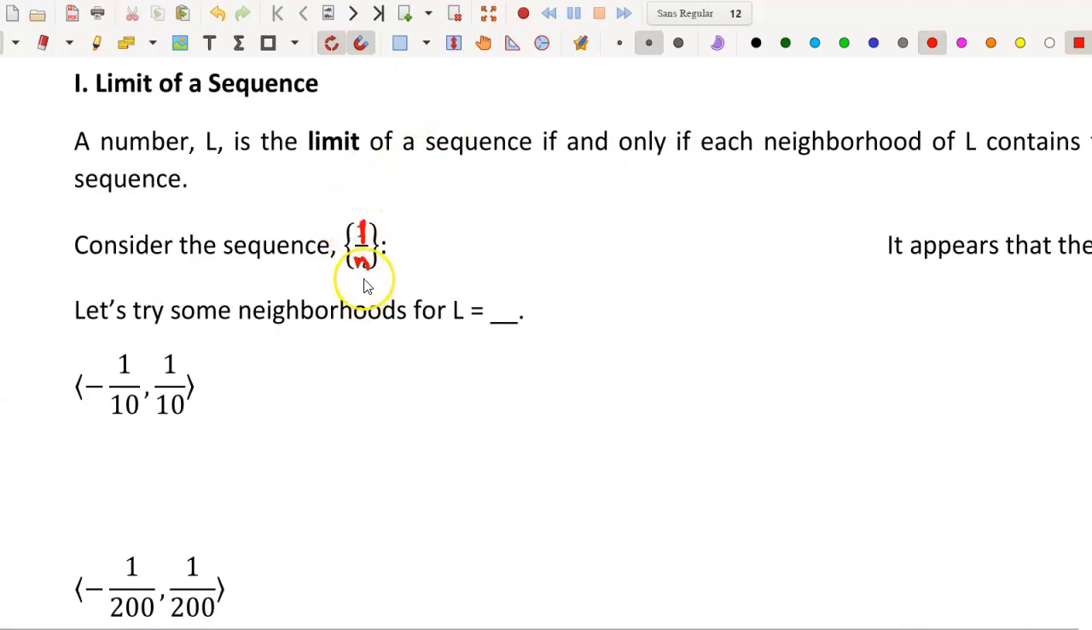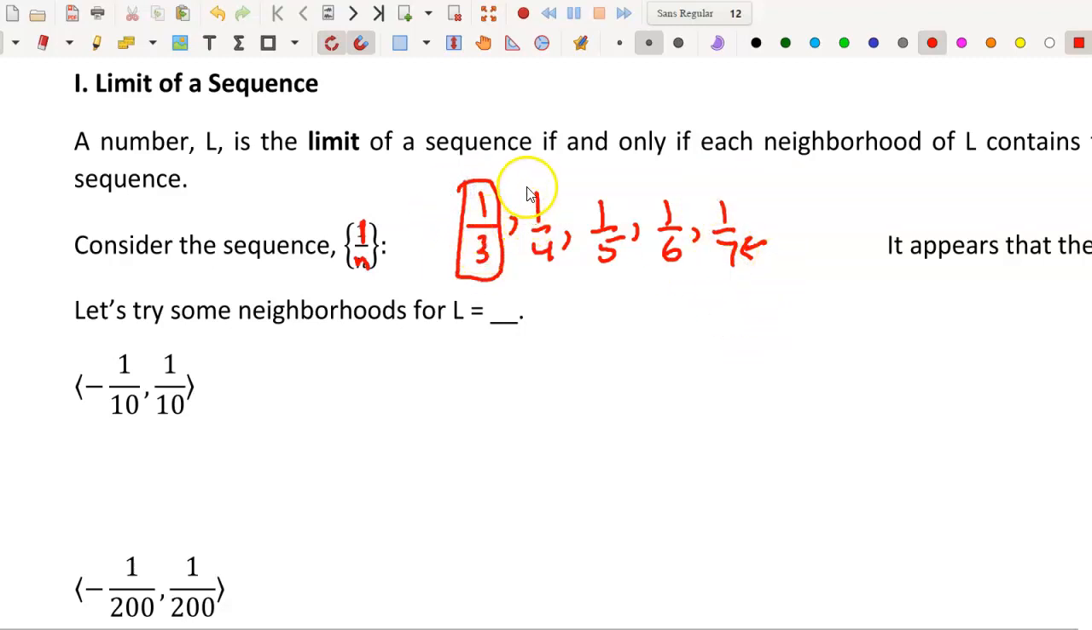So if I have 1 over 2, 1 over 3, 1 over 4, what is happening to the numbers? Again, smaller. Hopefully we can recognize that as the denominator gets bigger, the number gets smaller. This is 0.333. Then it goes to 0.25. That's getting smaller, 0.2, it's getting smaller. So a bigger denominator means a smaller number.